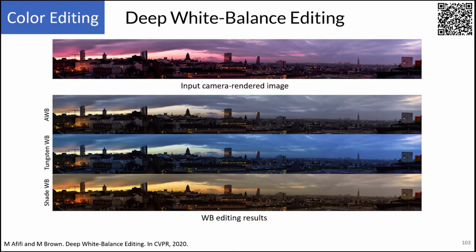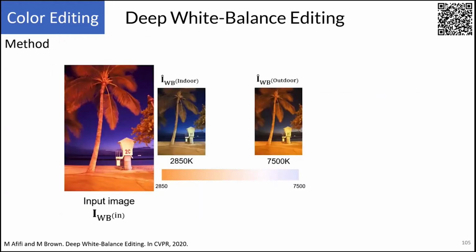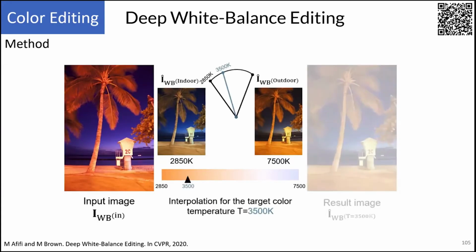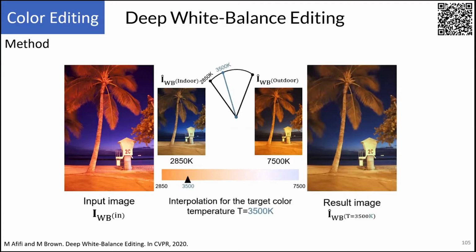The reason we use these shade and tungsten white balances is that their correlated color temperatures span the commonly used color temperatures on the Planckian curve. And in testing, if the user prefers something in between those two color temperatures, we can simply interpolate between those images to give the target output image with the target color temperature.